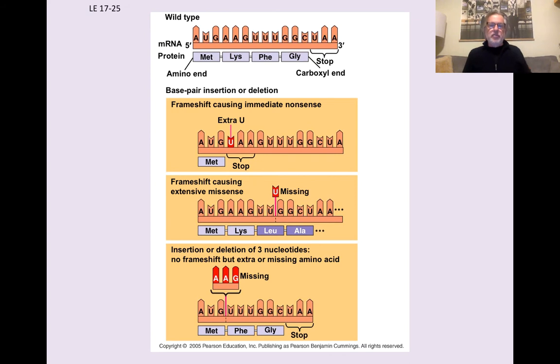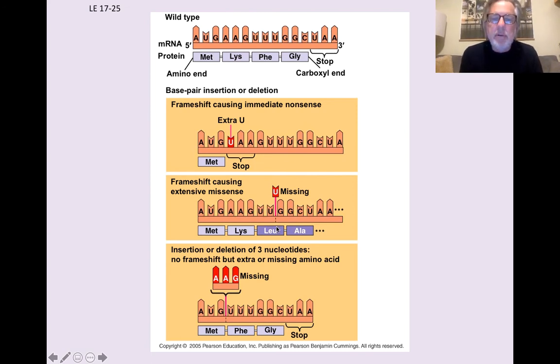Let's take a look at this. Here we have an insertion of a U before the AAG codon up here. That now produces the UAA codon, which is a stop. So we say that frame shift causes immediate nonsense. Nonsense, remember, is an early stop codon.